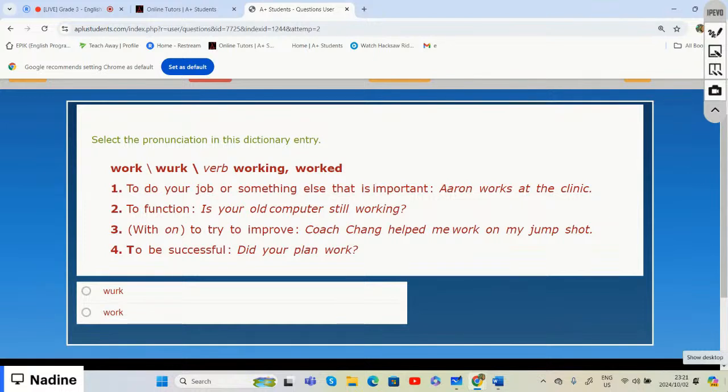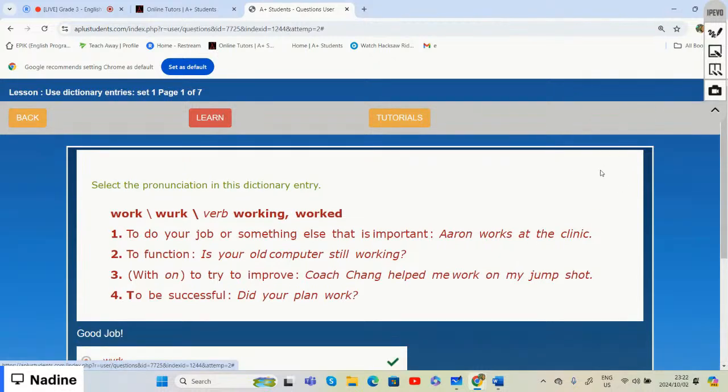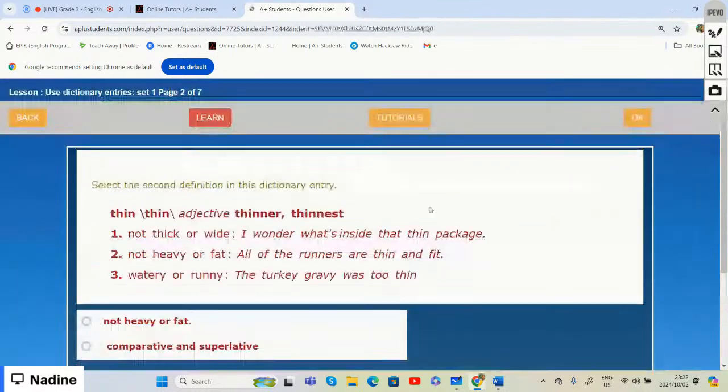All right, and if we were to select the pronunciation within the dictionary entry, then we will go with option one. How we say the word, option one. Remember, option two is the actual word that we're looking up. The pronunciation is how we need to say that word. You see, work. They're telling us how we need to say it. So option one is the pronunciation of the word.